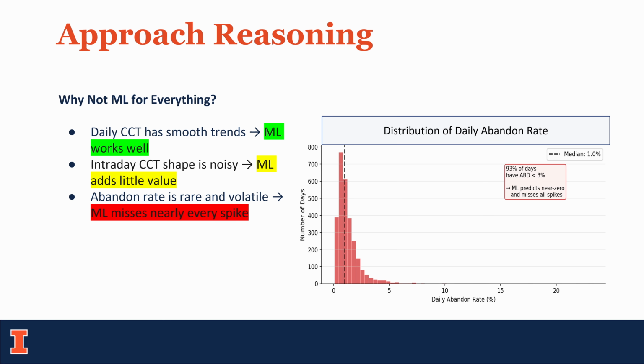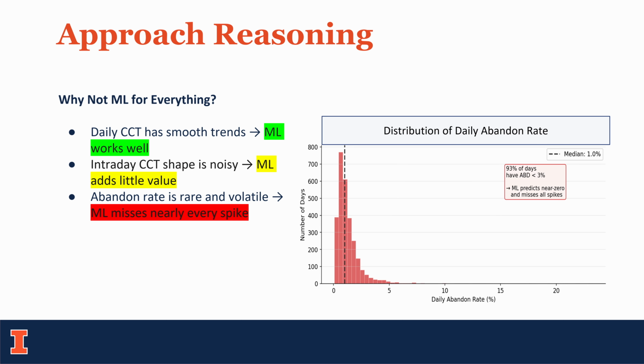The key here is that not every target is equally modelable. Daily CCT is smooth and predictable, so machine learning works well there. Intraday CCT is much noisier, so machine learning adds more variance than signal, and profiles work better there. And abandon rate, as you can see, is highly right skewed. Most days are low, but rare spikes really drive the impact. So instead of overfitting the noise, we used profiles to capture when high abandon windows happen without trying to predict every spike exactly.